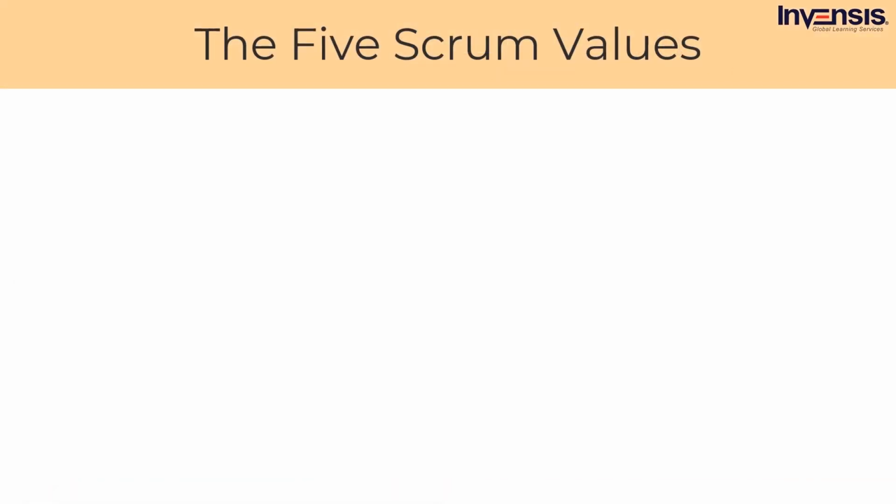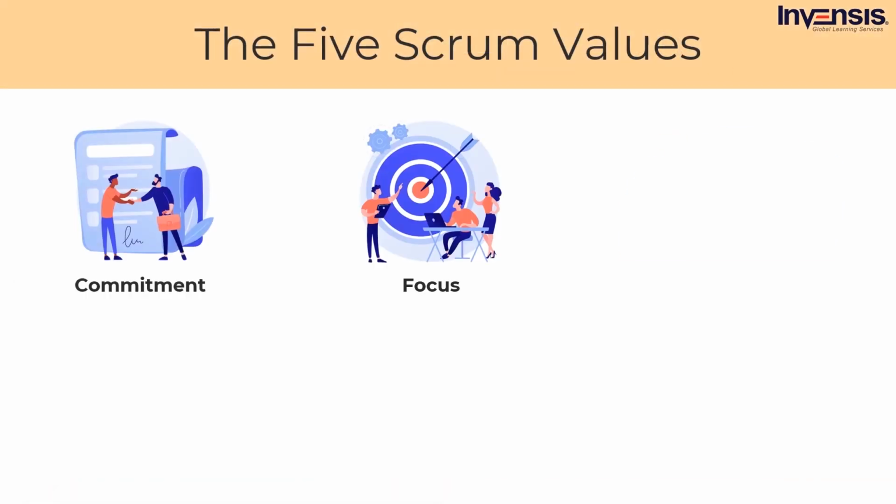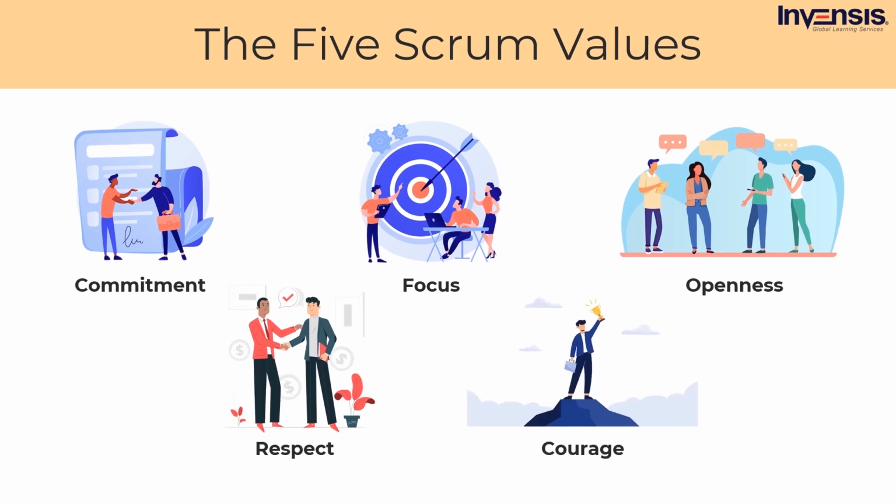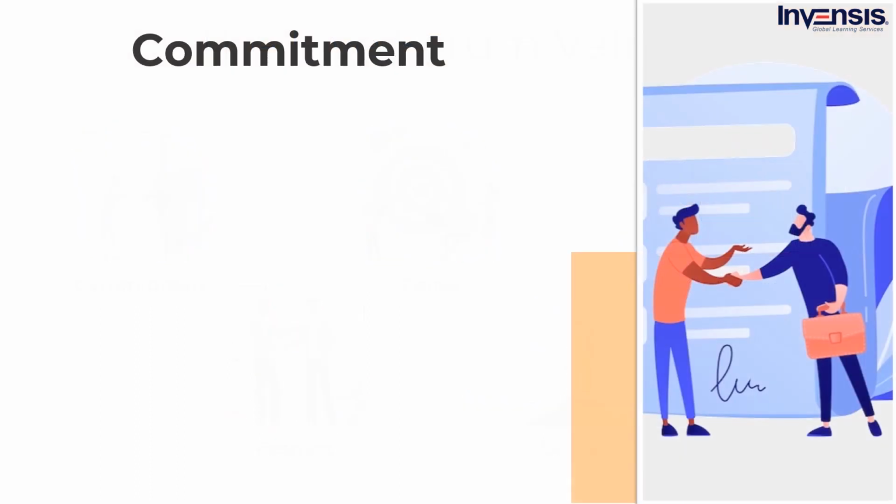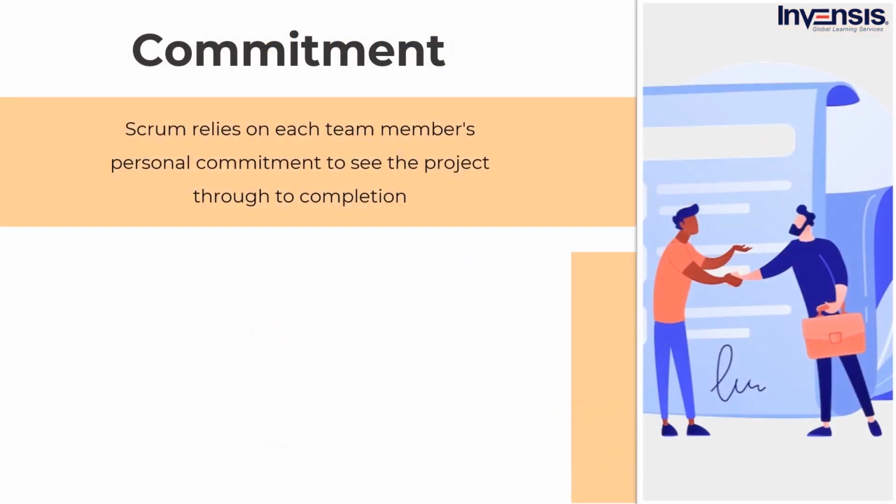Now, the 5 Scrum Values are commitment, focus, openness, respect, and courage. Let us talk about each one of them in detail. First is commitment. Scrum relies on each team member's personal commitment to see the project through to completion.